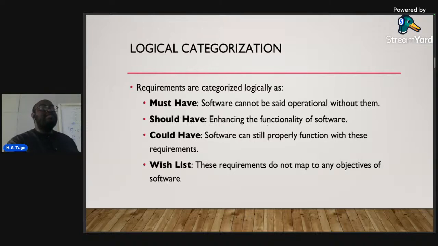Things it cannot work without. So let's assume you have to develop a software that registers students, and then you develop a software and it doesn't have a form. Will it meet the requirement? It will not. So that requirement can be must have. And then you have should have, which is what?